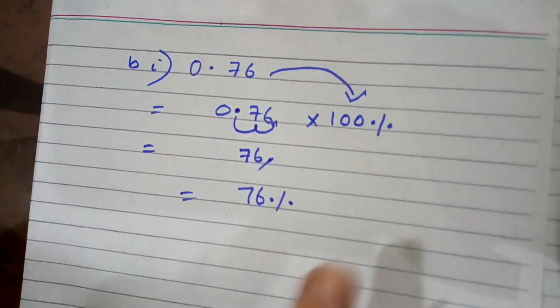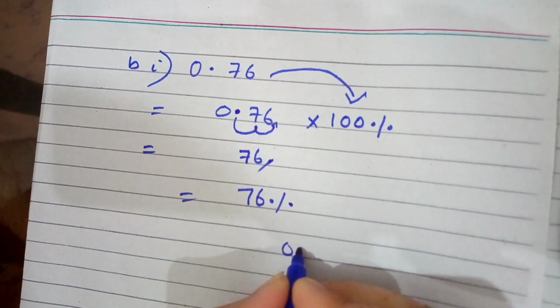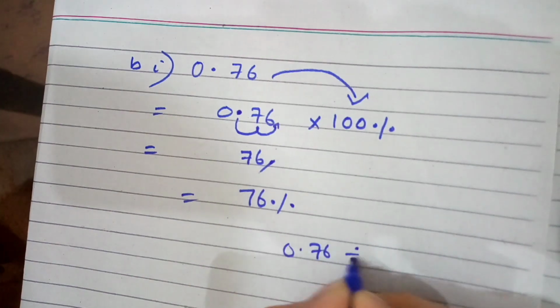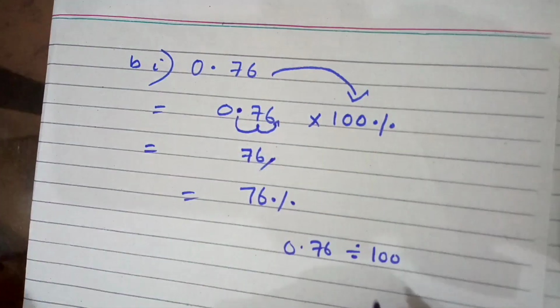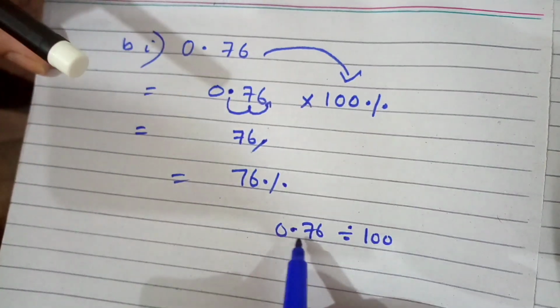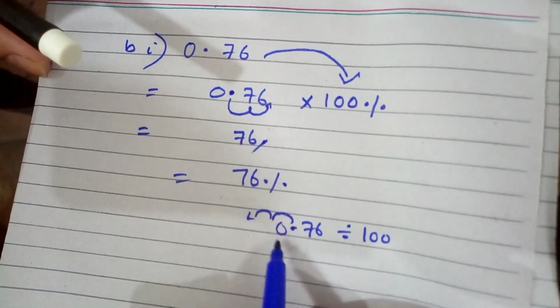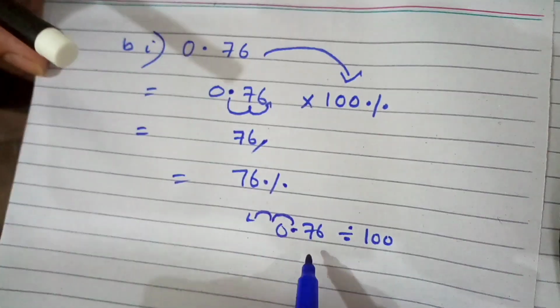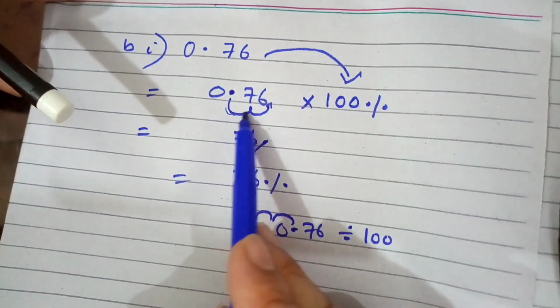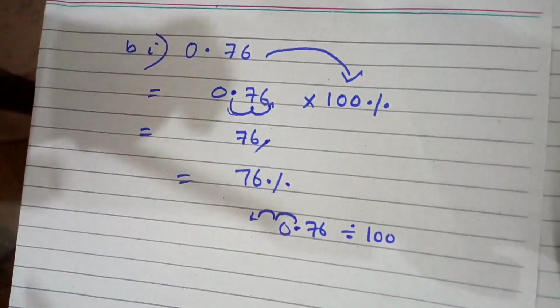percent. Now consider this question. If the question is in the form of 0.76 and we are going to convert it to a percentage, we divide it by 100. When there is a divide sign, we shift the point towards the left side. And when there is a multiplication sign, we shift the point towards the right side. So you don't need to be confused about it.